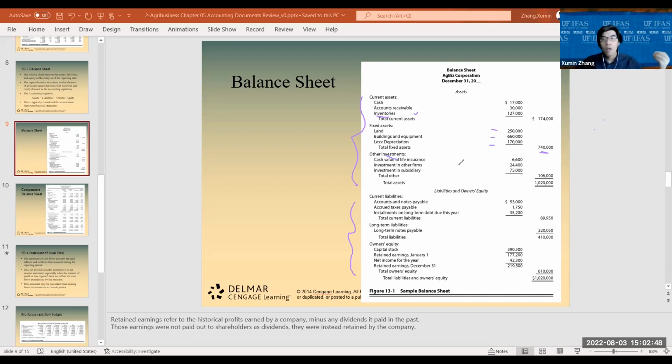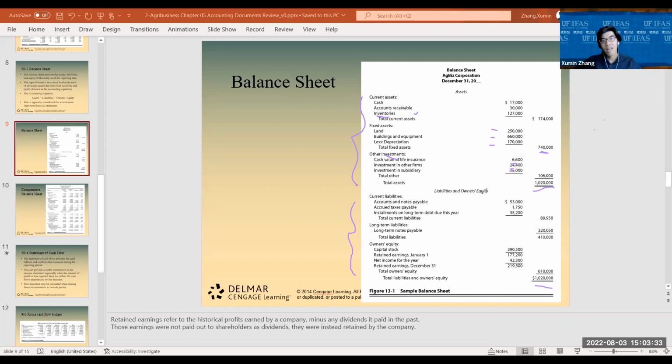We also invest money in the stock market and the futures market. This is very common in agribusiness because we need to manage our risk by hedging in the futures market. Add this up, and this is our total assets. Since this is called a balance sheet, you need to know the assets should equal the liability plus the owner's equity.